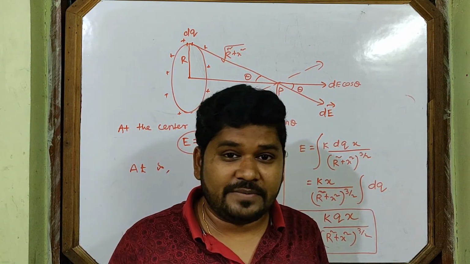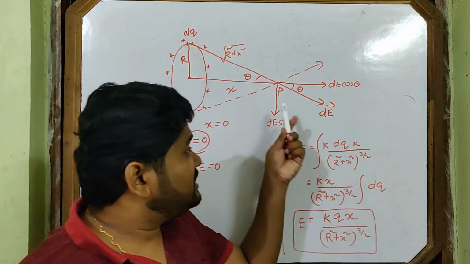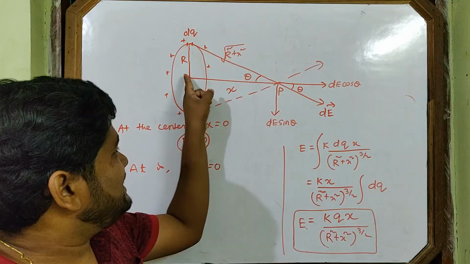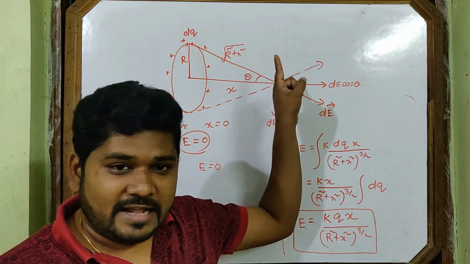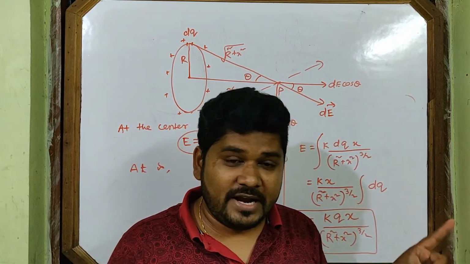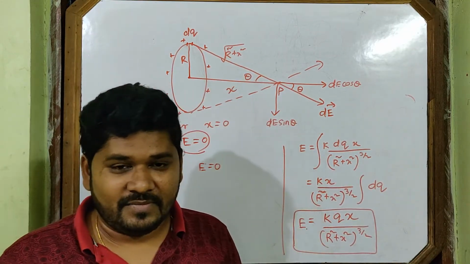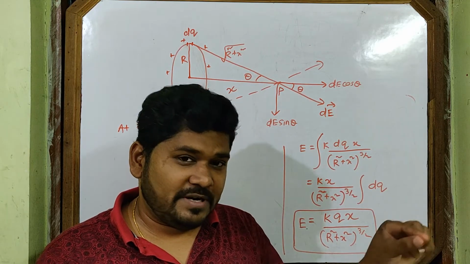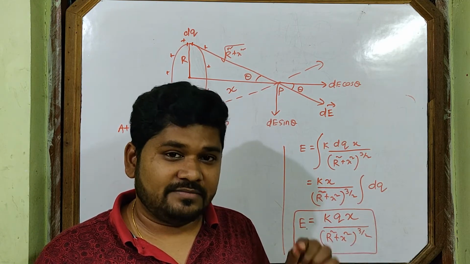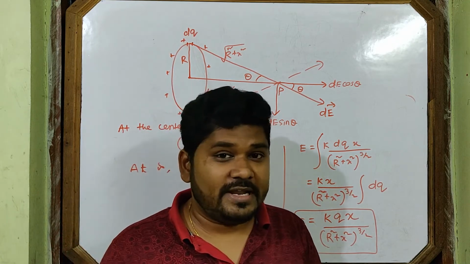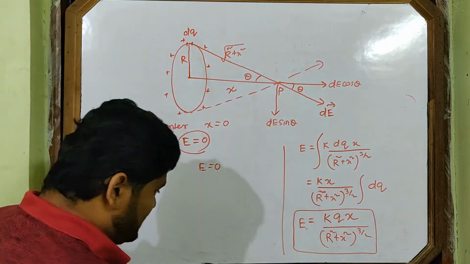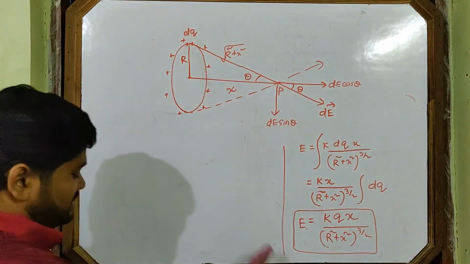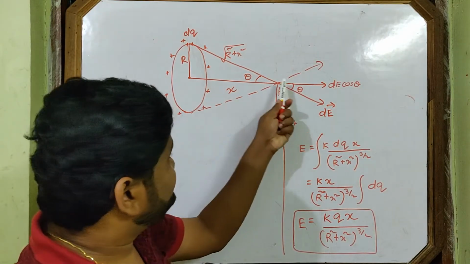Then what happened to this electric field? But in between it is a finite value. Actually, electric field increases, then becomes maximum at a particular point, then decreases. The question may come, at which point is the electric field maximum along the perpendicular line passing through the center? How will we find this? At the center it is 0, but at which point is electric field maximum?